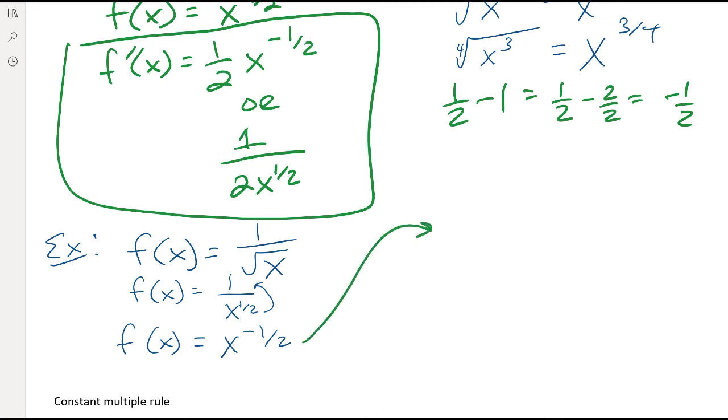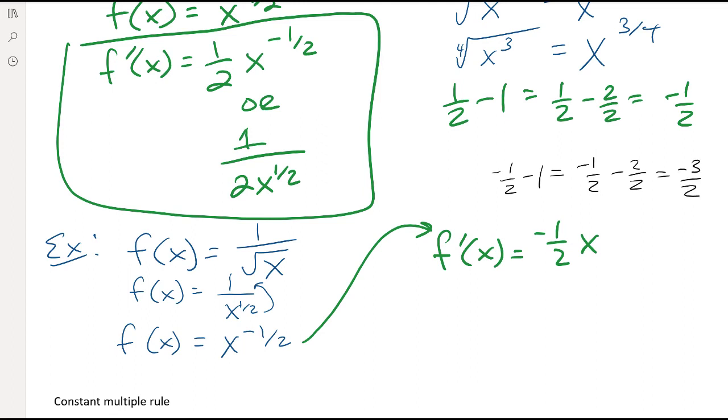Now we apply the derivative. So f prime of x equals the negative 1/2, the power comes out front, and then for x, I need to subtract 1 from the power, right? The original power was a negative 1/2, and I'm subtracting away 1, which we know from before is 2 over 2. So a negative 1/2 minus 2 over 2 is a negative 3 over 2. So the power on our derivative is a negative 3/2.